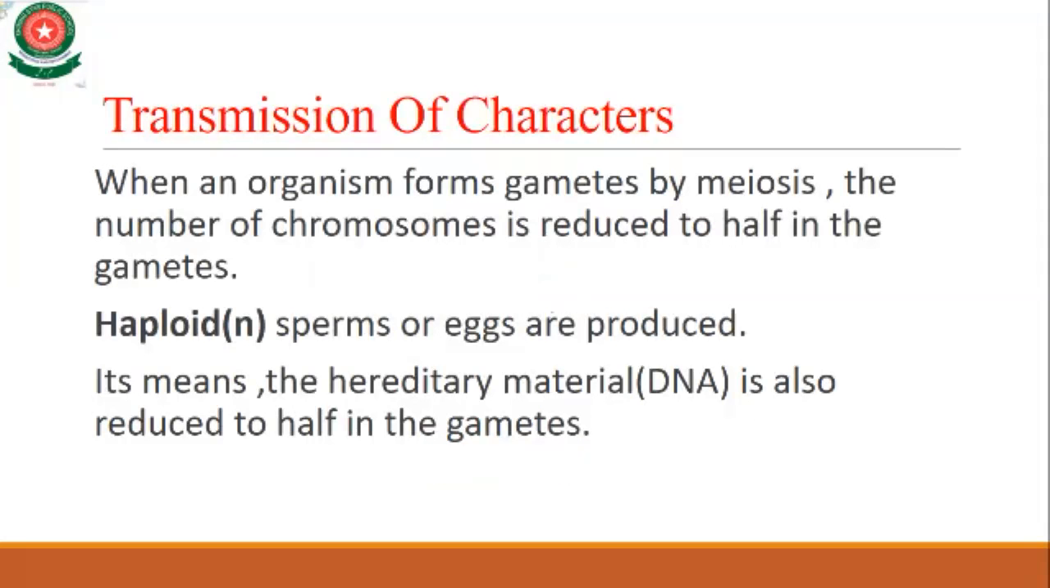Transmission of characteristics. When an organism forms gametes by meiosis, gametes include sperms or eggs. In meiosis, the number of chromosomes is reduced to half in the gamete, and in mitosis, the number of chromosomes remains the same. As we know earlier, in mitosis two daughter cells are formed from the parent cell, and in meiosis four daughter cells are formed. In mitosis, the number of chromosomes in the daughter cell remains the same as in the parent cell, and in meiosis it is reduced to half. So mitosis occurs in the general body cell, and meiosis occurs in the gametes, sperms and eggs.